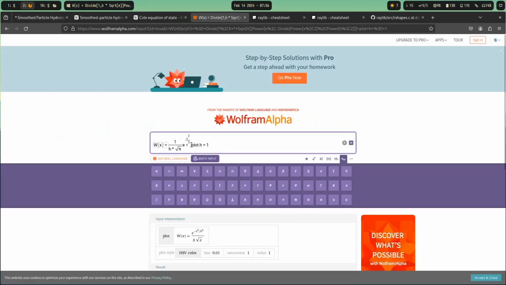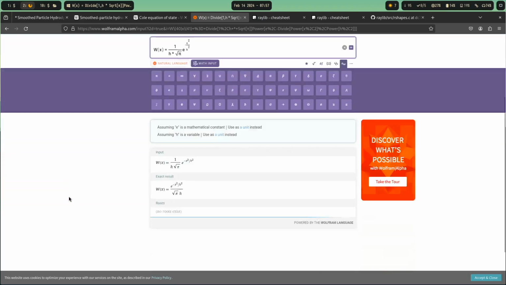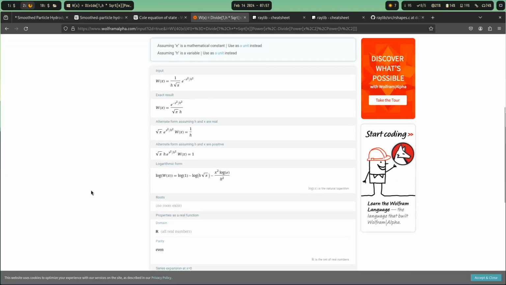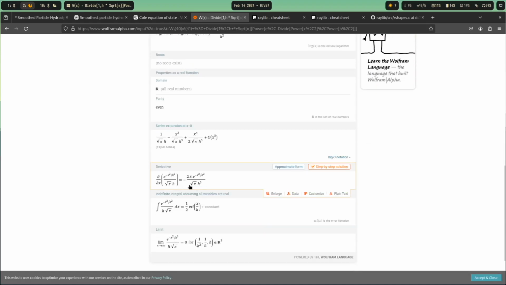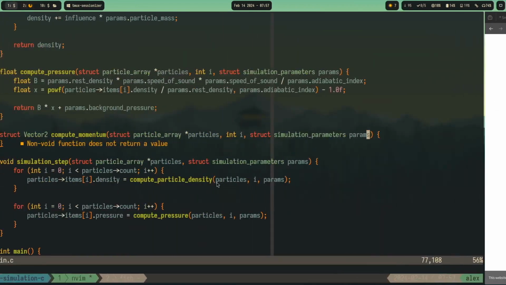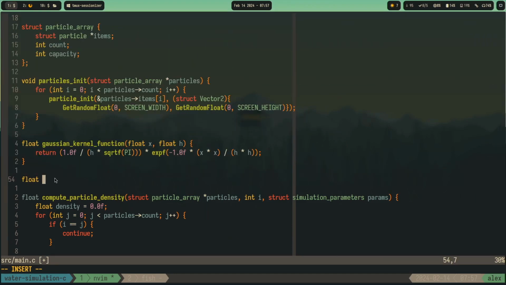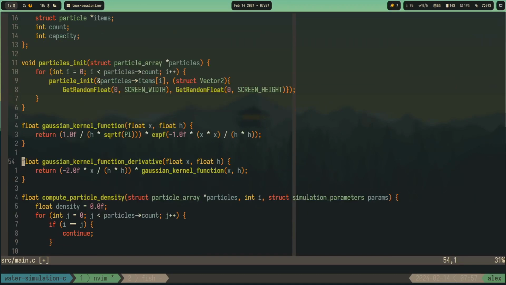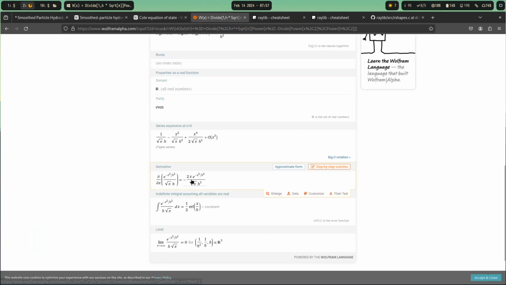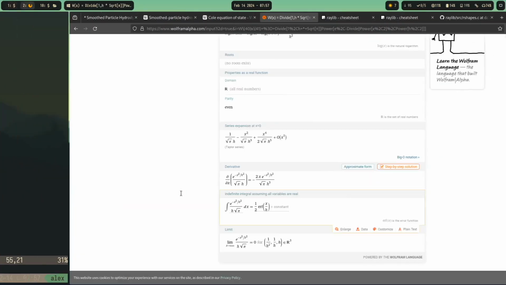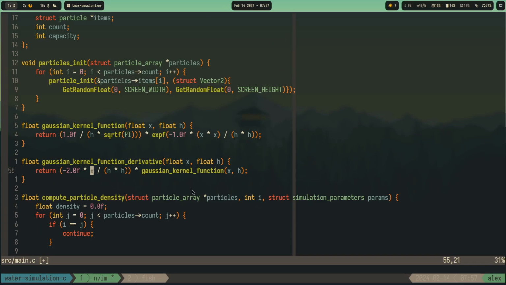So let's reuse this thing to get the derivative. We just have to believe that it will give us the derivative. Okay, here it is. So if we have the Gaussian kernel, we can say float Gaussian kernel function derivative. It should be minus 2 times x divided by... Whoa, that's crazy. It's exactly that.